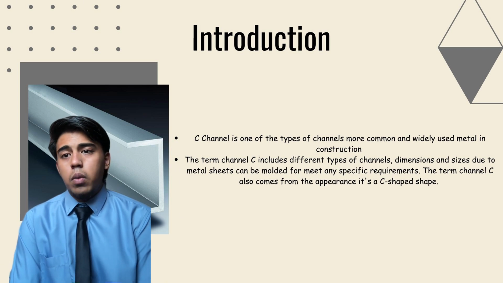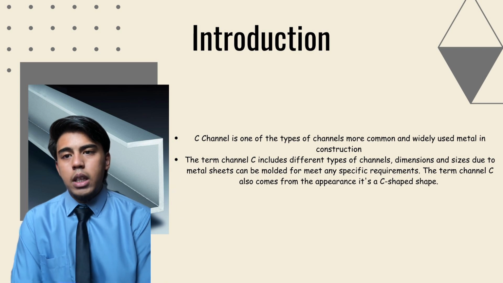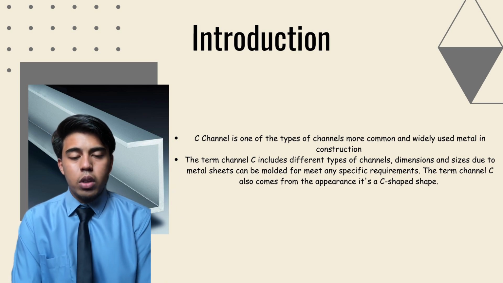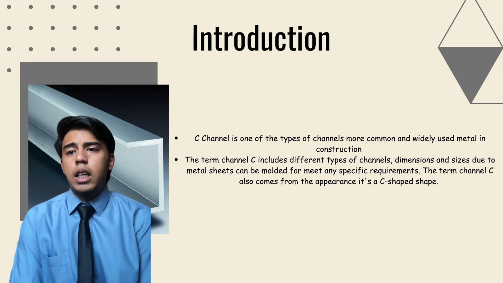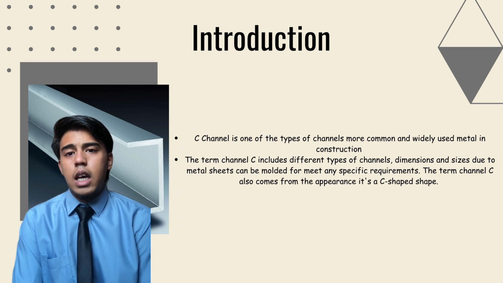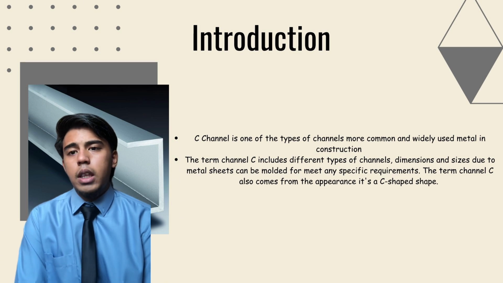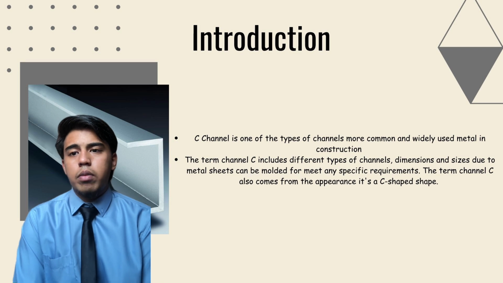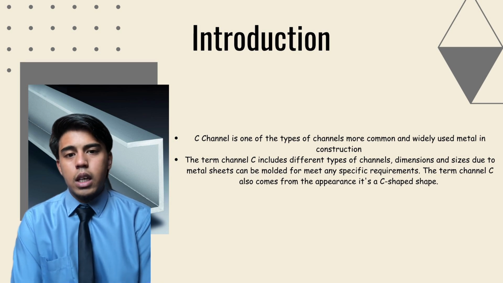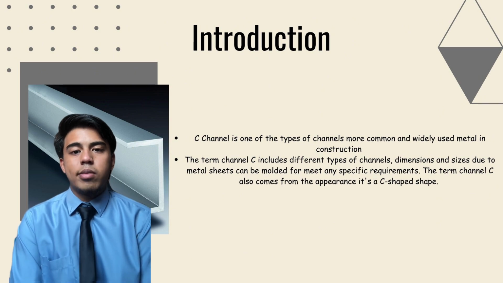Introduction. What is C channel? C channel is one of the more common and widely used metal types in construction, used as support for the building, walls, roof, and ceiling. The term C channel includes different types of channels, dimensions, and sizes, as metal sheets can be molded to meet any specific requirement. The term also comes from its C-shaped appearance. It's very light and also strong.